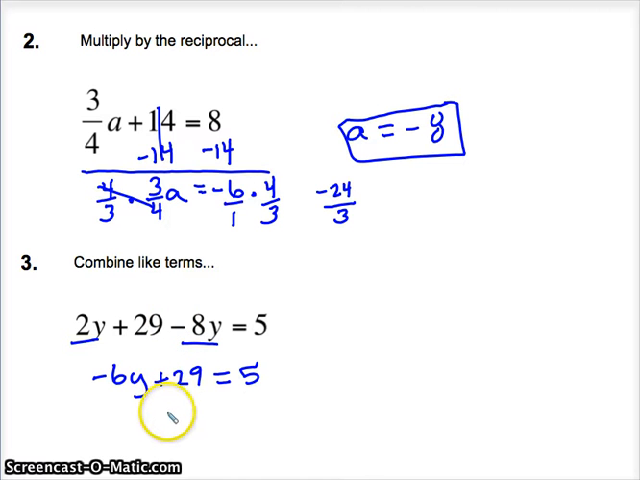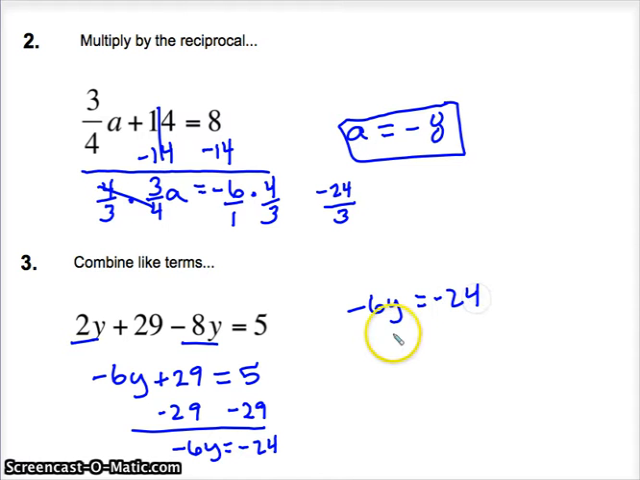I need to undo my addition, so I'll subtract 29 from both sides. When I complete that subtraction, I'm left with negative 24 equals negative 6y. Alright, I'll rewrite my work up here. To undo my multiplication, I need to divide both sides by -6. In doing so, my -6's cancel, and I have -24 divided by -6. And remember, when I have negative on top and bottom, they cancel out. So I'm left with just 4.